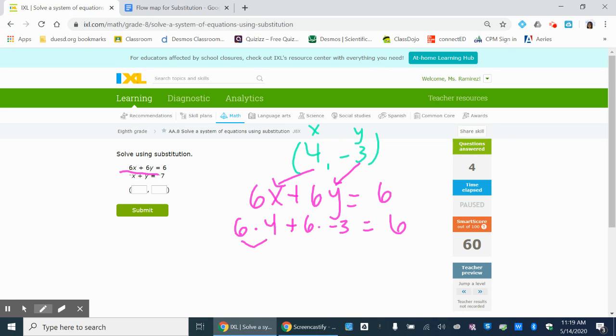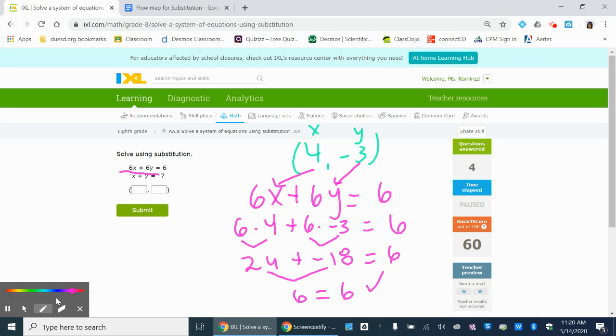6 times 4 is 24 plus 6 times negative 3 is negative 18. And then you can use a calculator, or if you remember your 7th grade rules, these are different signs. So we subtract: 24 minus 18 is 6, and we keep the sign of the larger number, which is positive. So it's just positive 6 equals positive 6. So it balances out the first equation.